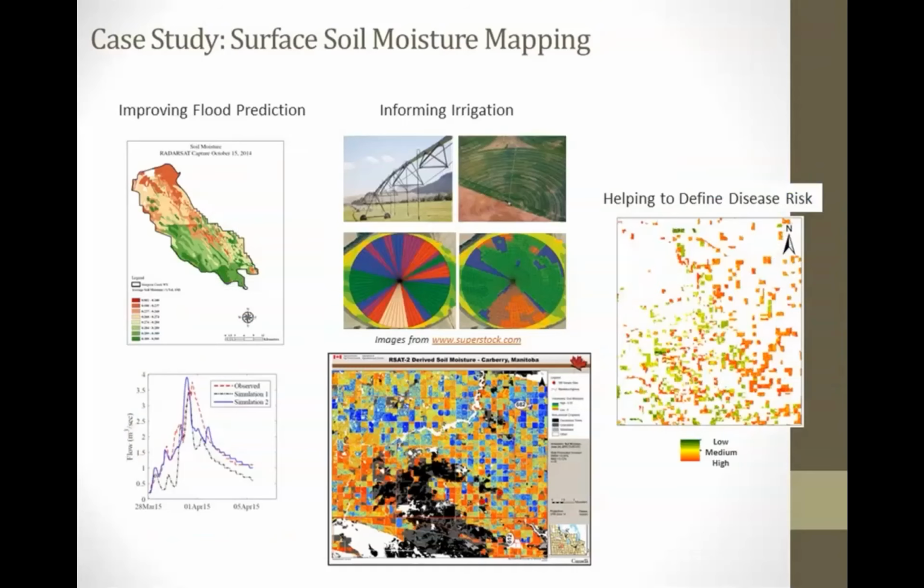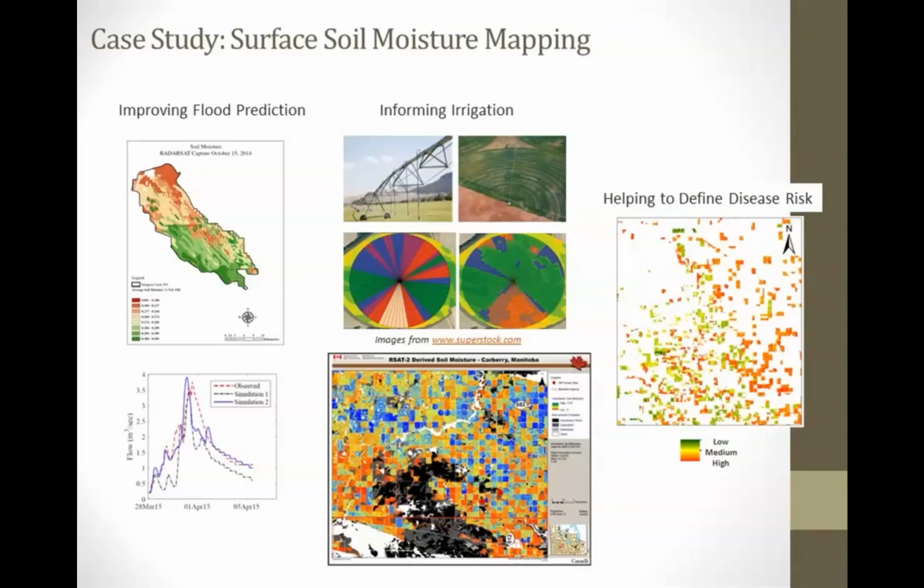And an example of how we've been thinking about using these soil moisture maps, we did a study looking at soil moisture estimated from satellites and how those estimates can improve flood prediction. So in this watershed in Western Canada, typically what the province does is they measure soil moisture in the field just before freeze up in the fall. And they use those surface measurements of soil moisture in the fall to provide input into flood forecasting for the spring.